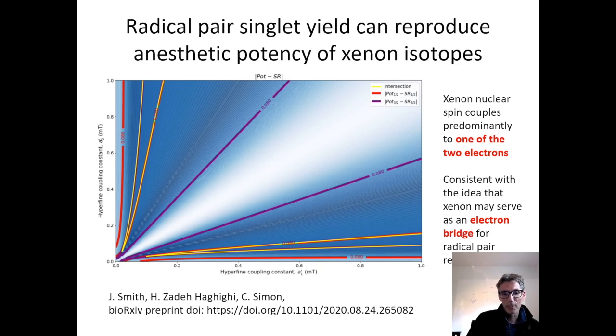And so one can see that we get good agreement when one of the hyperfine coupling constants is large and the other one is close to zero, which is consistent, in fact, with the idea that xenon may serve as an electron bridge, where one electron has maybe hopped onto the xenon or has gone into close proximity to the xenon, and the other one is still on some nearby aromatic ring or something. So this is all seemingly reasonable and encouraging for our model.